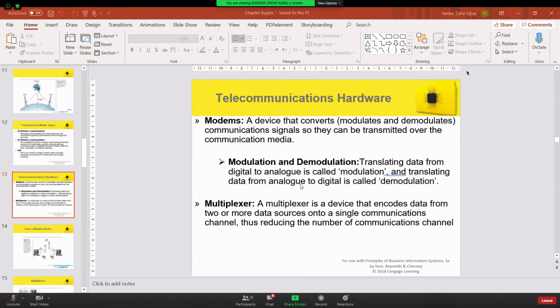You guys will take the electronics course next semester, maybe the next next semester, so you will study all these technical things: what is modulation, what is demodulation, what is a signal, what is a digital signal, what is an analog signal.